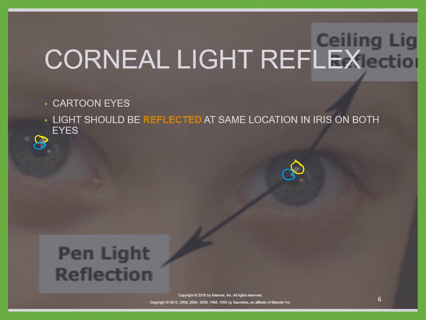If you have an unequal corneal light reflex, then either the patient has strabismus, like cross eye or lazy eye, or they have an injury to the eyeball itself, or perhaps they even have a glass eye.